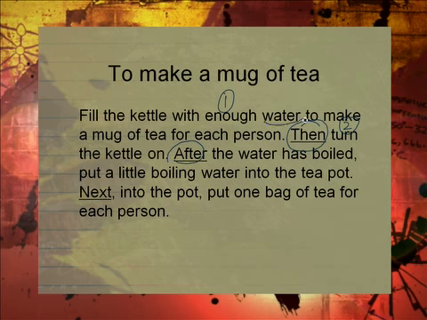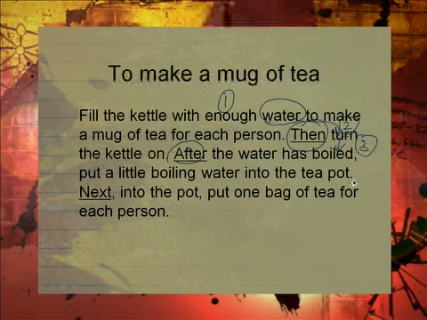So we've got the water here. You turn the kettle on there, and turning the kettle on is going to boil the water. So that's absolutely logical. After the water has boiled, 3, put a little boiling water into the teapot. Then the learner has said next. Next, put in a bag of tea. But in fact, there's a logical problem here. Do you see what it is? I can see that the learner has used links. I can see that the learner has thought about it, but something's gone wrong there.